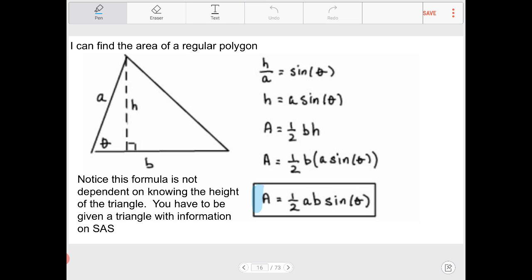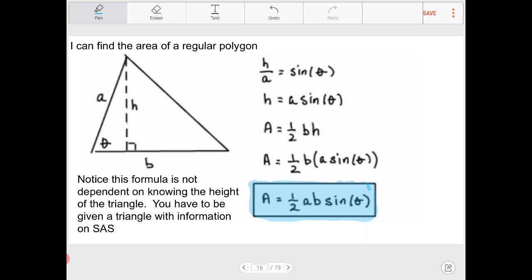This is a really important equation for the area of a triangle. Notice the information that's given, or not given. Notice the information that you need to have in order to find the area of the triangle here. We no longer need the height. However, we do need to be given at least one other side and the included angle.